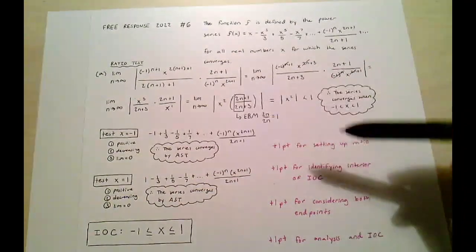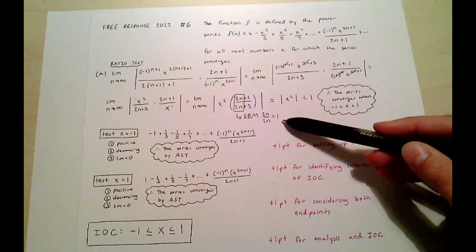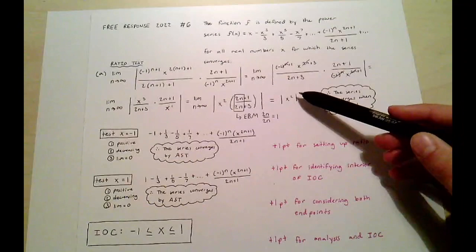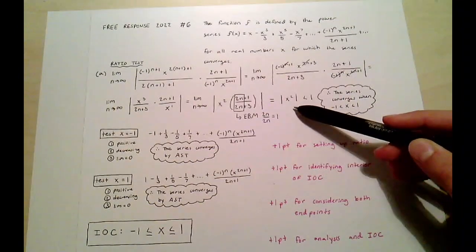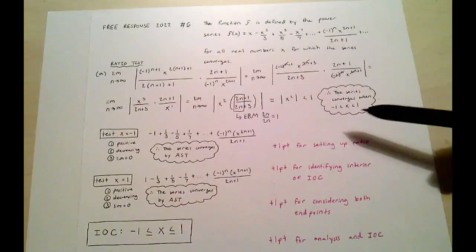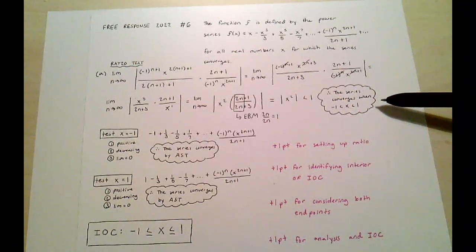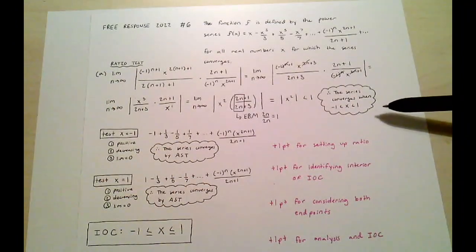Using the n behavior model, you can see that 2n over 2n will reduce to 1, meaning that x squared times 1 is x squared, so x squared is all that's left inside the absolute value, and you set this less than 1 because of the ratio test. And the series converges when x is between negative 1 and positive 1. Now you have to test your endpoints to see if they are included.